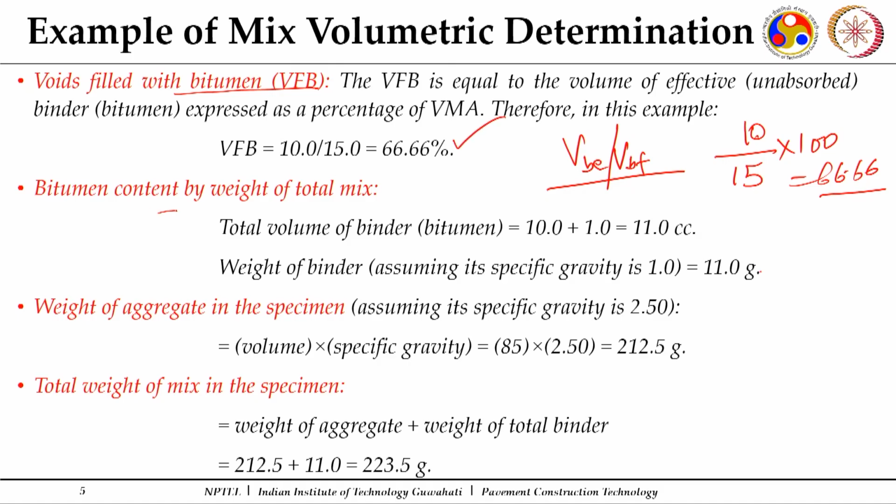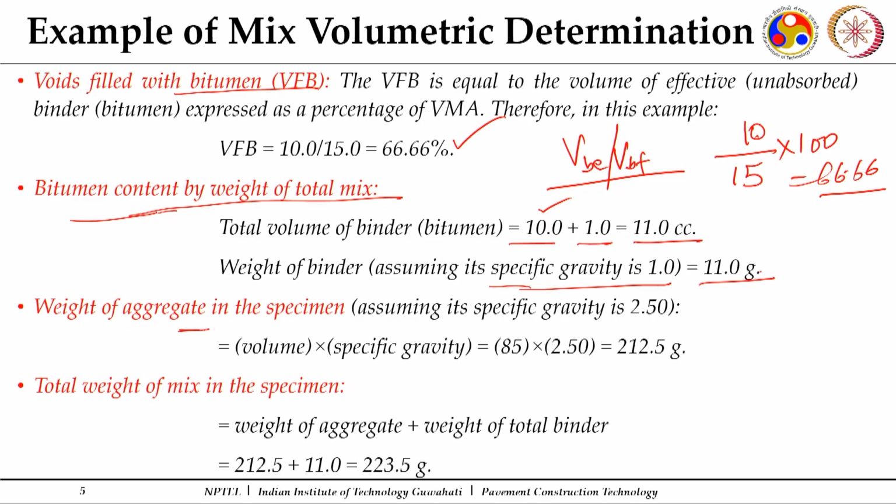Now, here it comes bitumen content by weight of total mix. Now, I have to figure it out. For that, total binder is how much? 1 cc is absorbed in the aggregate, 10 is free. So, total volume is 11 cc and considering a specific gravity of 1, I am taking the weight of binder as 11, that is 10 plus 1 will be my total weight of binder considering specific gravity 1.